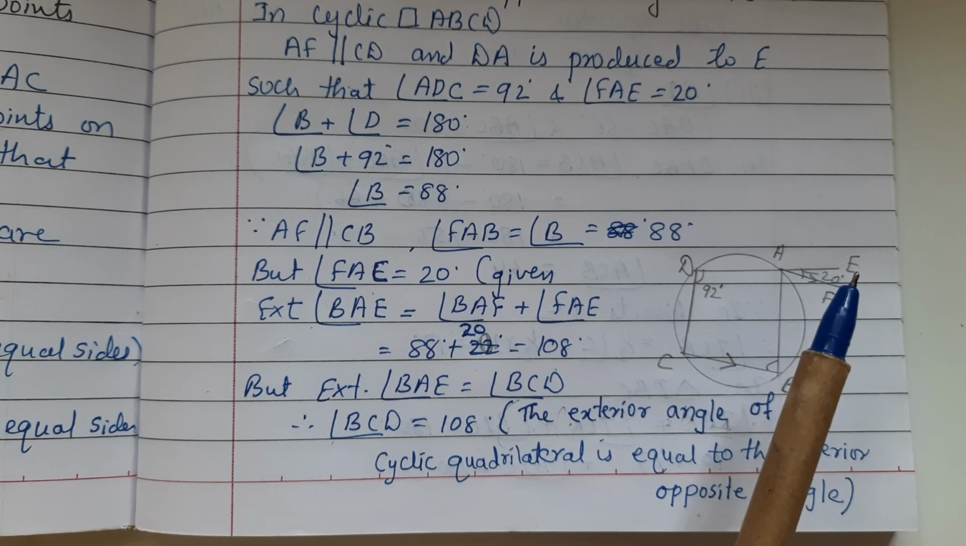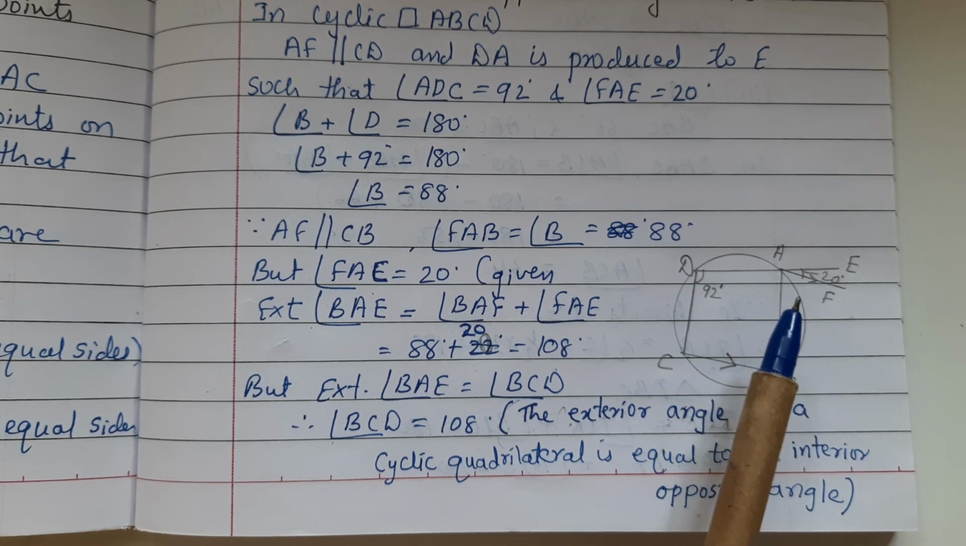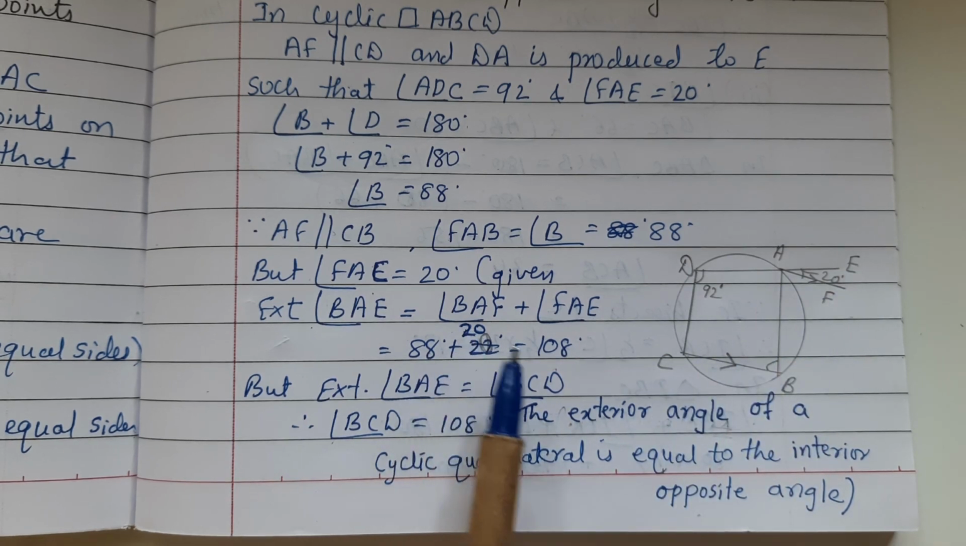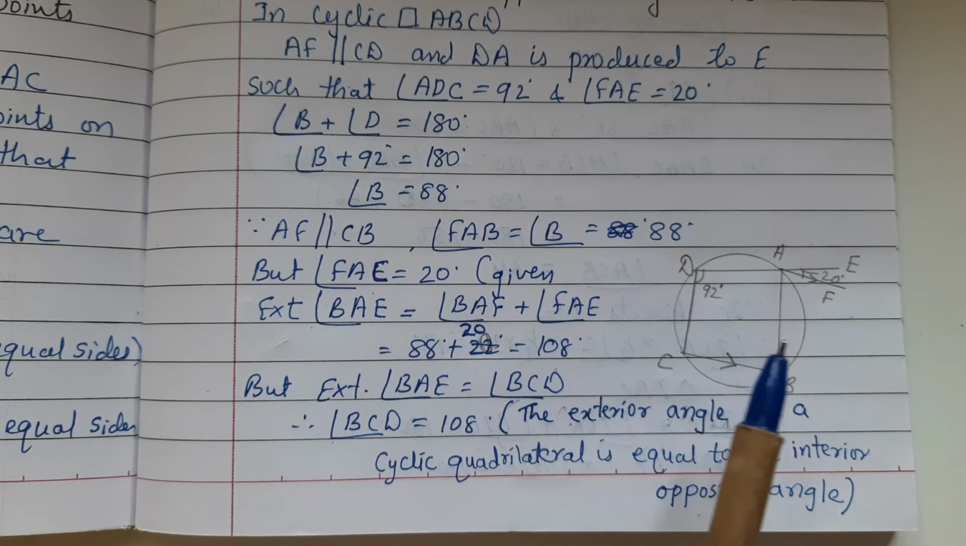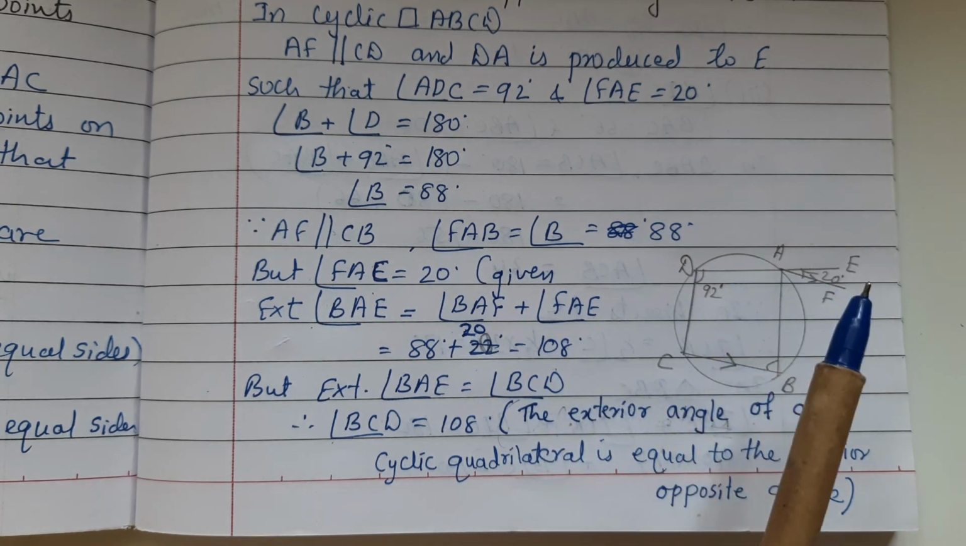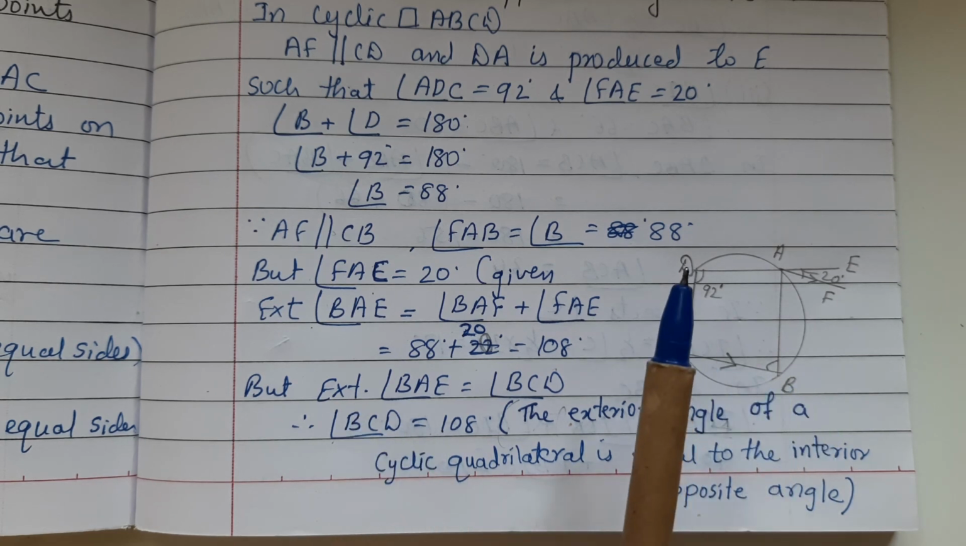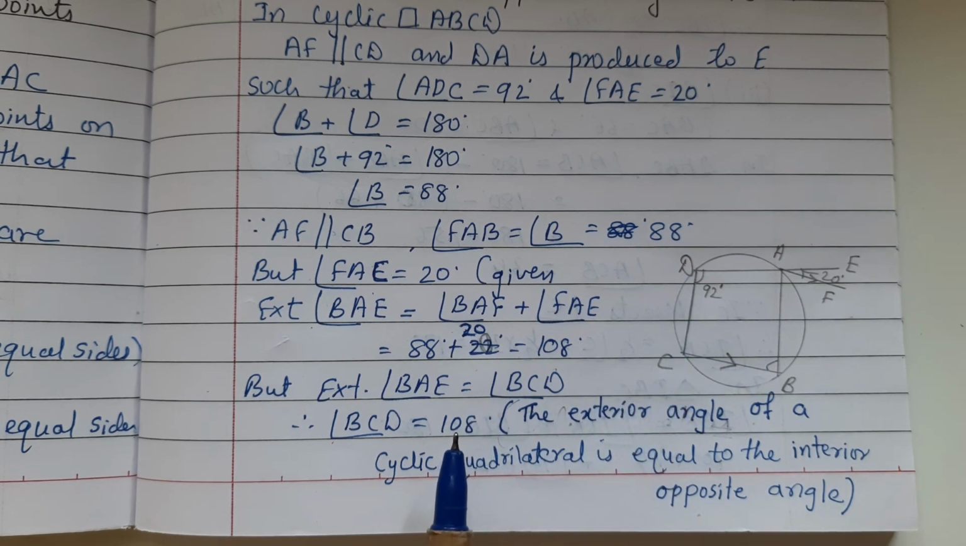Therefore, external angle BAE is equal to BAF plus FAE, which is equal to 88 plus 20 equal to 108 degrees. External angle BAE is equal to angle BCD. Exterior angle of a cyclic quadrilateral is equal to the remote interior angle. Therefore, angle BCD is equal to 108 degrees.